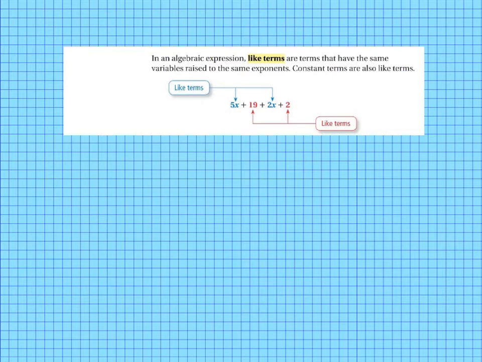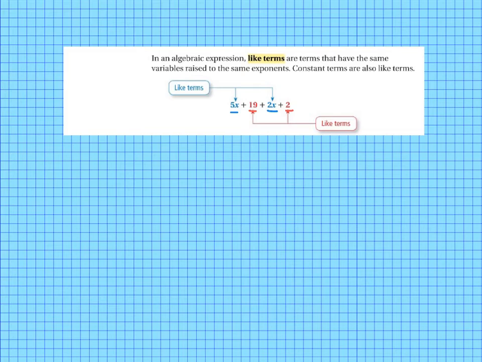I'd like to review a vocabulary term that should already be in your words worth knowing. If it's not, you need to get it there. In an algebraic expression, like terms are terms that have the same variables raised to the same exponents. Constant terms are also like terms. So in our example here, 5x and 2x are like terms, and 19 and 2 are like terms as well, because they have no variables, and the 5x and the 2x have the variable of x.